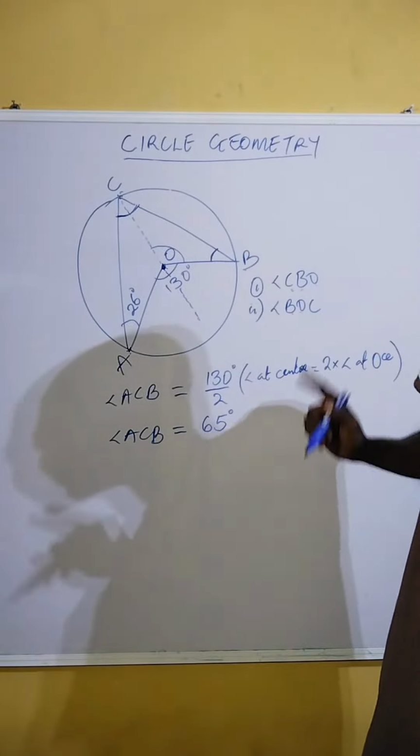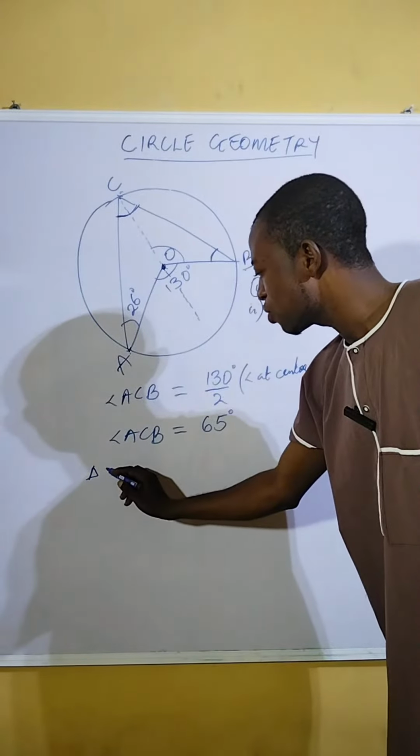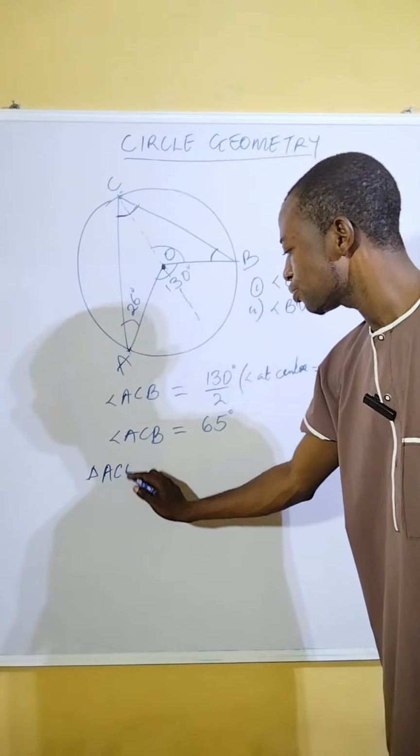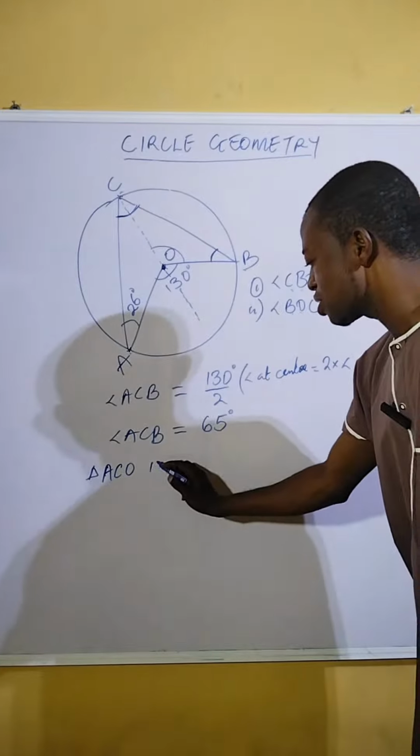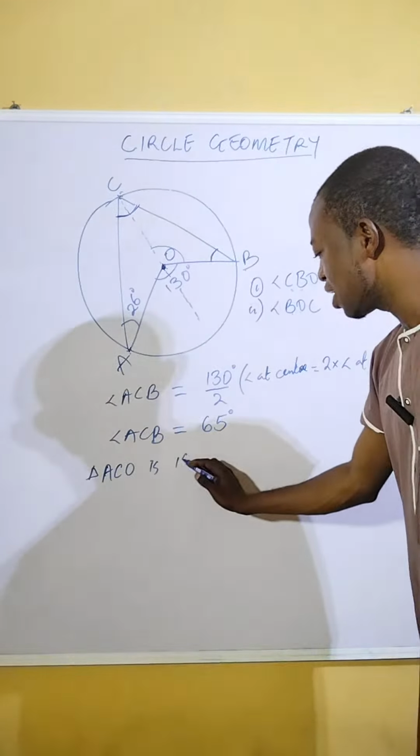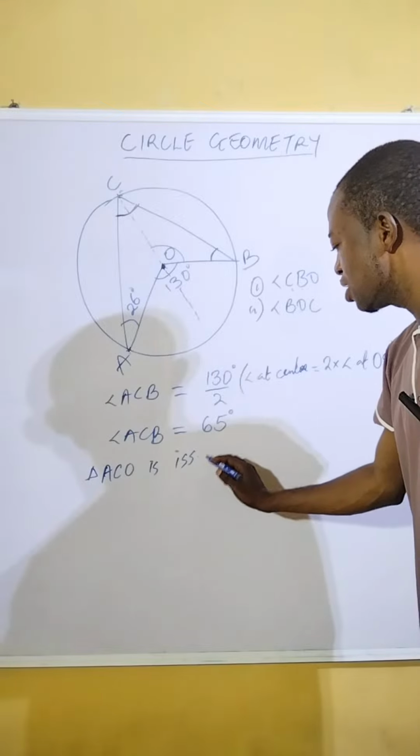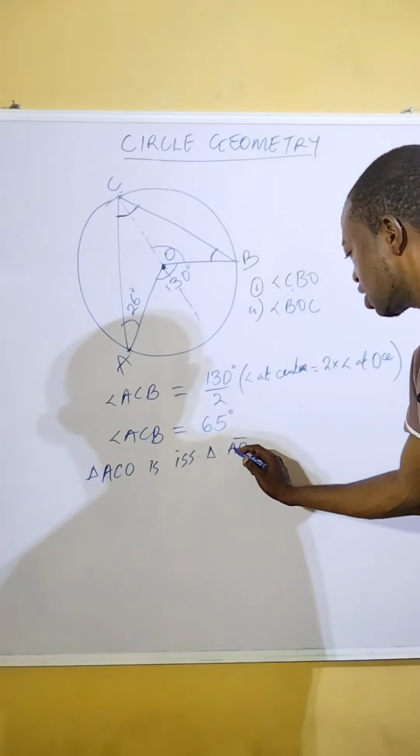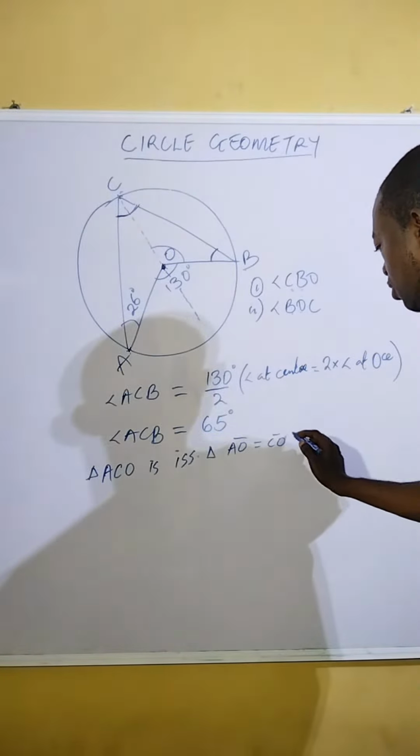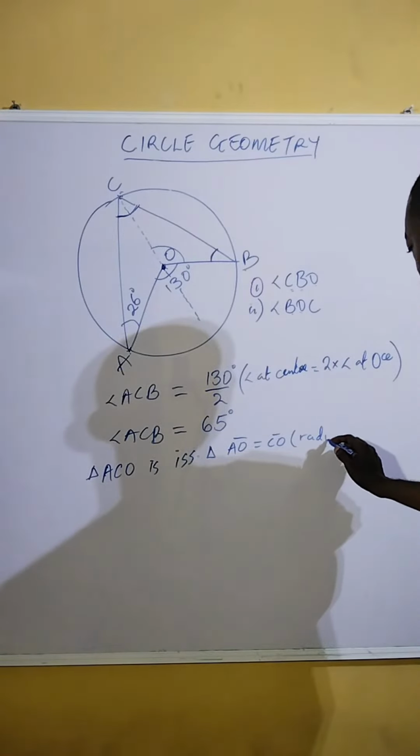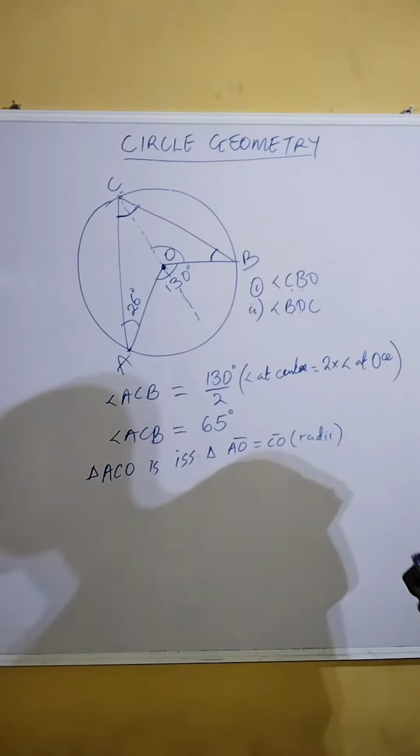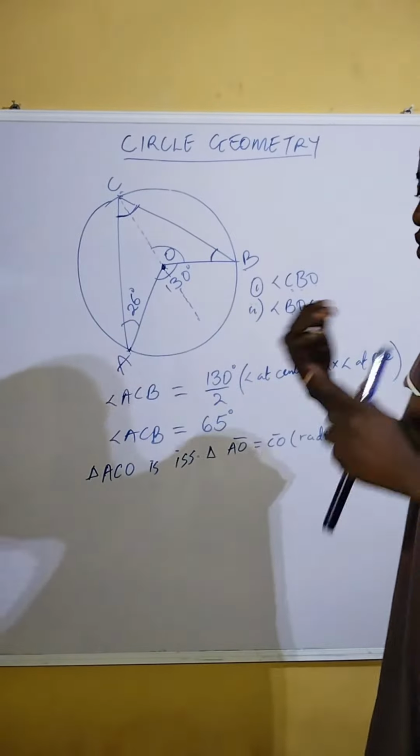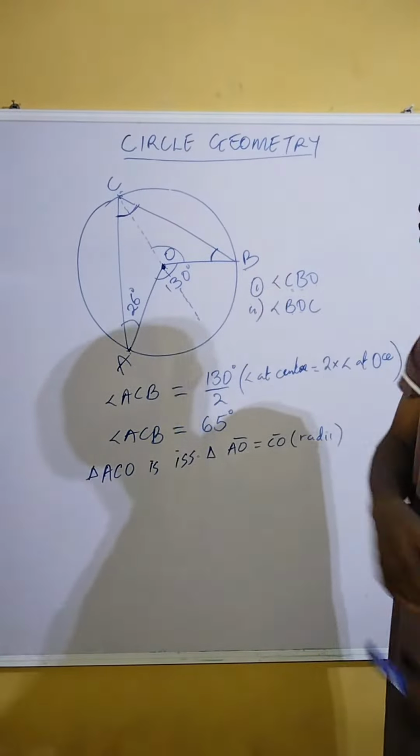Now, triangle ACO is what type of triangle? We use this short form for triangle. So we say triangle ACO is what type of triangle? It is an isosceles triangle. Why is it an isosceles triangle? Because line AO is equal to line CO. Why are they equal? Because they are radii of the same circle. This is very, very important, because understanding this alone is very important to solve this particular problem.